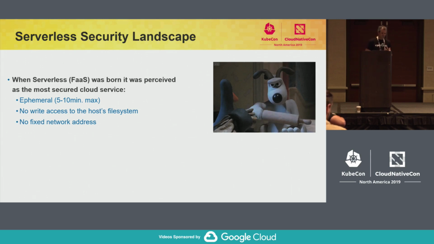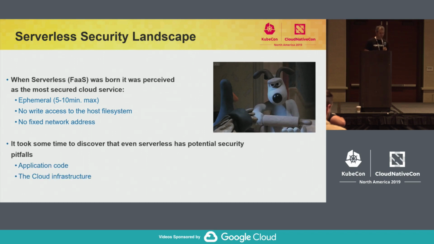So overall, the threat landscape is very, very small in serverless, but then it took some time until it was discovered that even in serverless, there are potential security pitfalls. So obviously, AppSec, the application code, takes a front seat, and all the application code vulnerabilities and potential attacks become first-class citizens. And some manipulation of the cloud infrastructure can also create potential pitfalls, and those are the main attack vectors when you look at the serverless landscape.